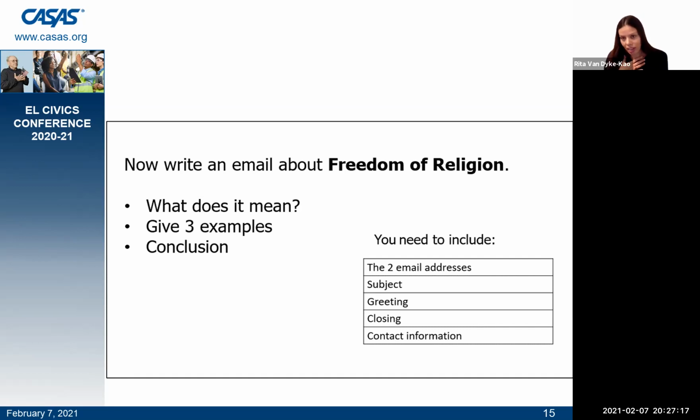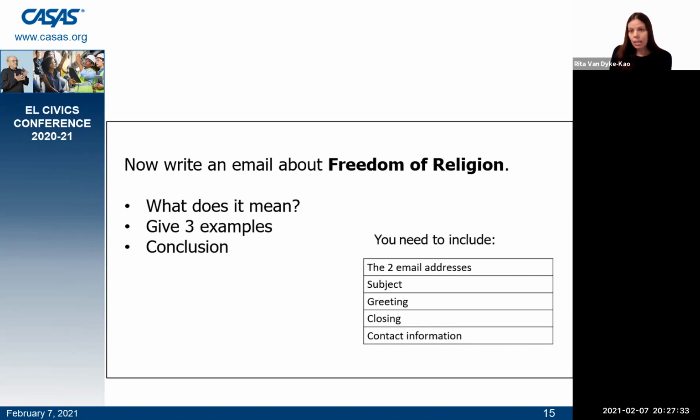There's their own email address and then probably their assessor or the instructor. Subject, greeting, closing, and contact information. So those are all on the rubric for this co-op.